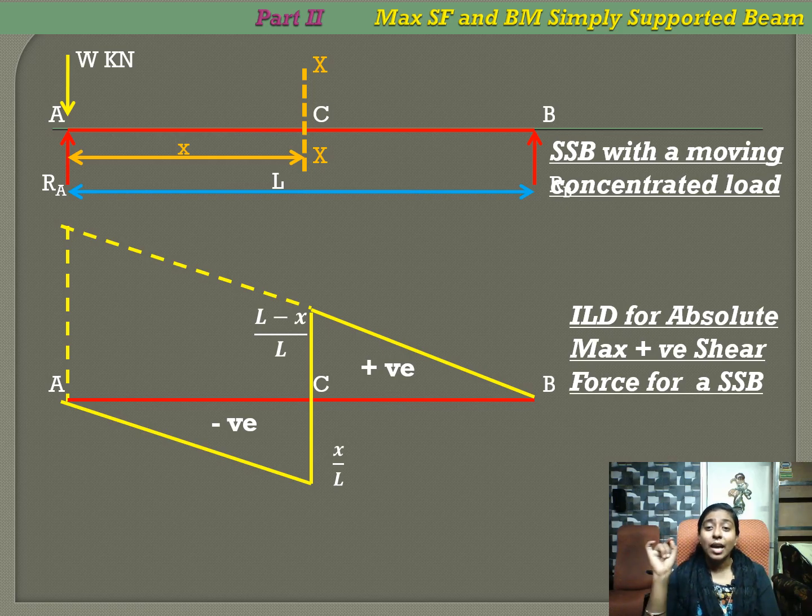So that means our absolute maximum positive ordinate for a simply supported beam for the shear force occurs at A, and the ordinate is equal to 1. So we can recall what we have studied earlier. This ordinate equal to 1 is nothing but the influence line diagram for the reaction at A. So that is the absolute maximum positive shear force for a simply supported beam.